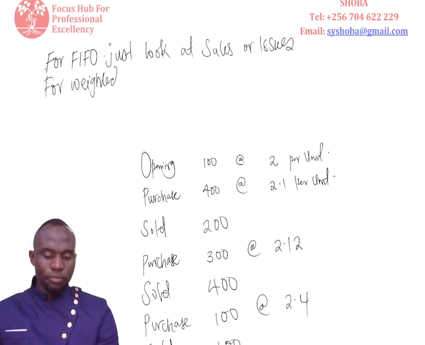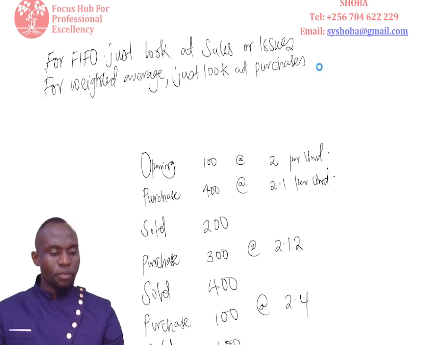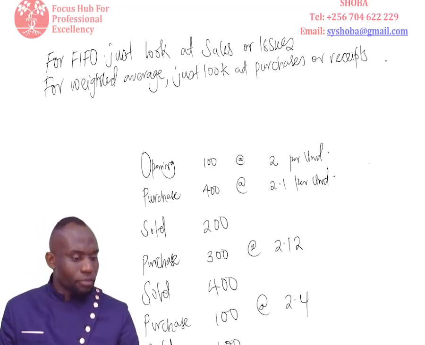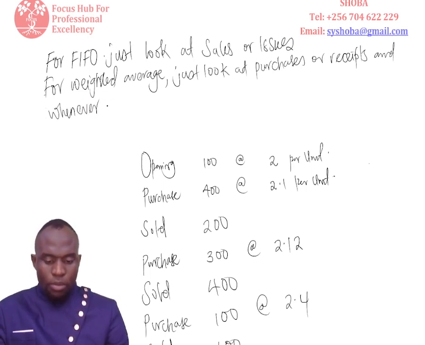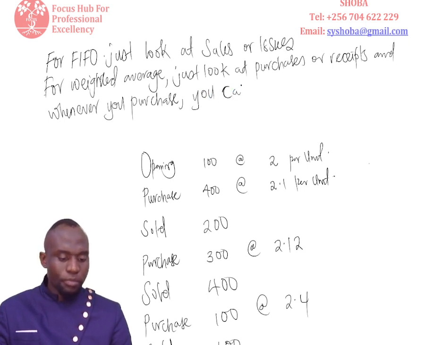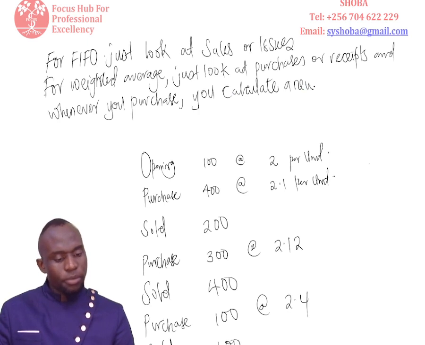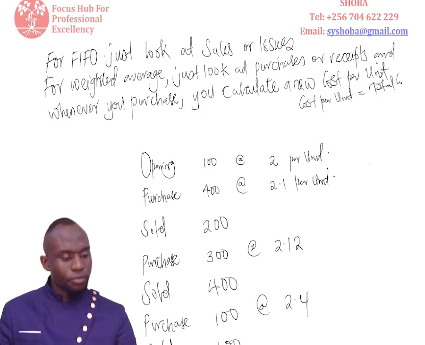Then for weighted average, let me give it to you as well. For weighted average, you just look at the opposite, which is purchases or receipts. And whenever you purchase or receive inventory, you calculate a new cost per unit. Now per means you divide, so cost per unit would be total cost divided by total units. We shall look at that.